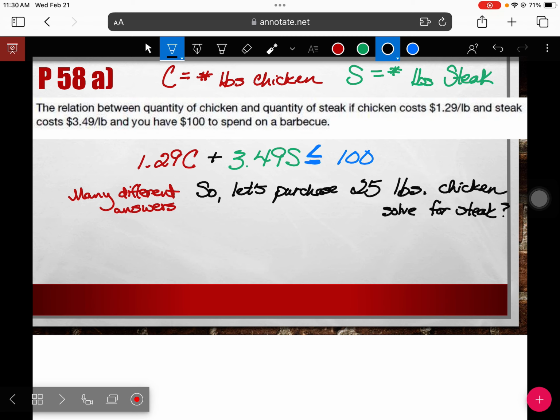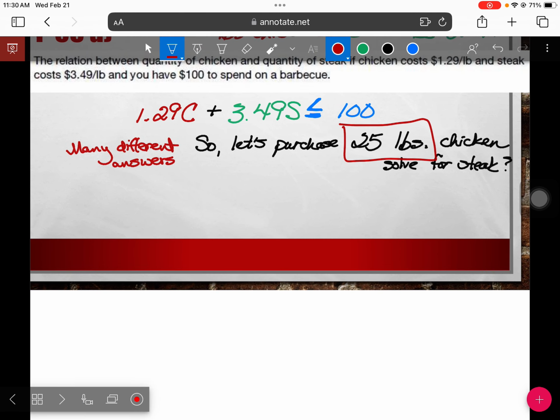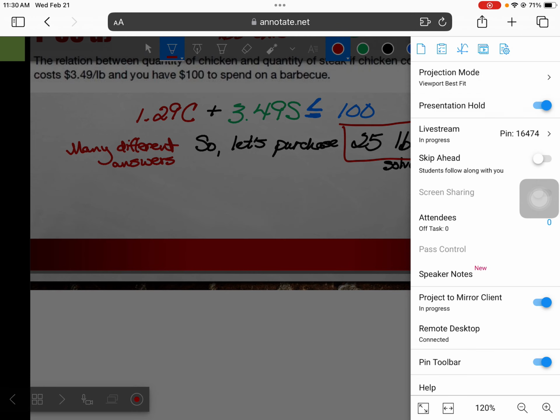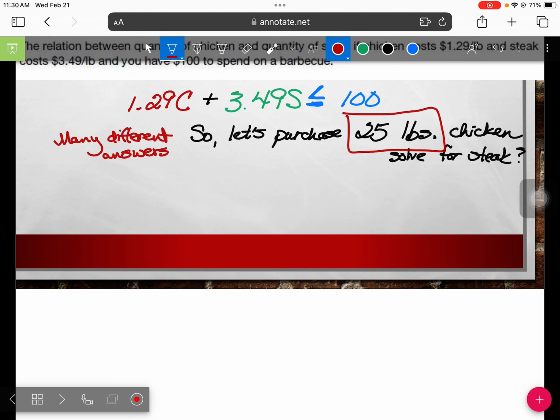Okay? So we're buying 25 pounds of chicken. Let's not even talk about what kind of chicken. Are we getting whole chickens? Are we getting drumsticks? We don't care about that. We're just saying if it's $1.29 a pound, it could be chicken wings. I don't know. All right, so I am going to be doing my work up here, so you will not be able to see it right away. And you should be trying these problems at your seat.